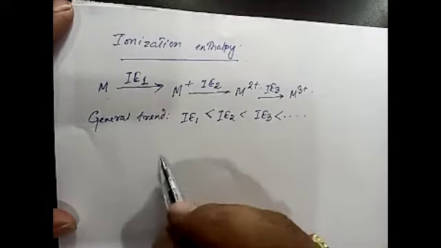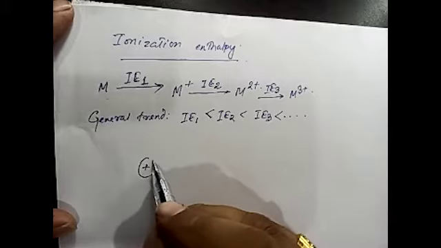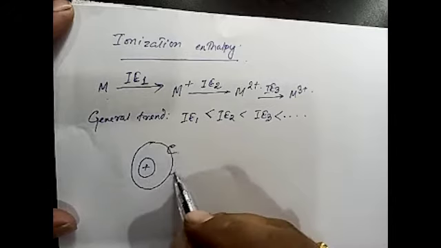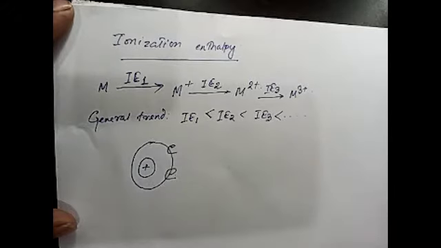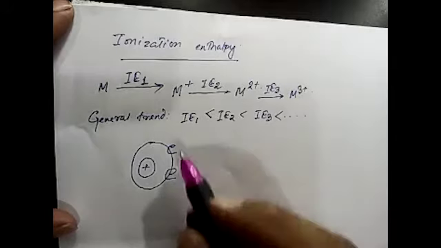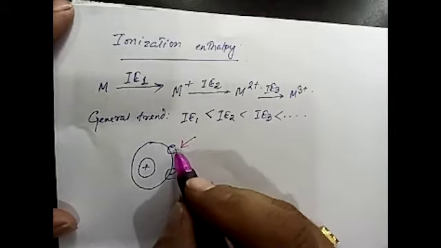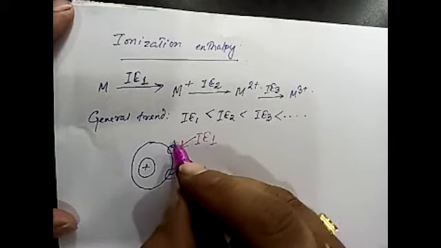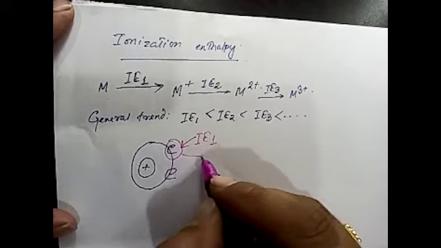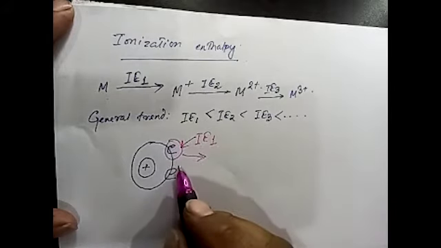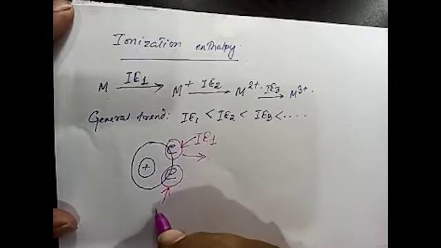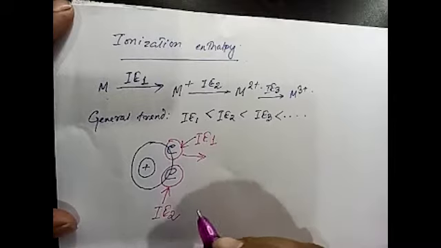If you want to remove the first electron, suppose there is 2 electrons, the energy that you will provide so that you lose the electron, okay, this is the first ionization enthalpy. After this electron goes out, the second electron now you want to remove, that energy which you will provide to remove the second electron is known as the second ionization enthalpy.